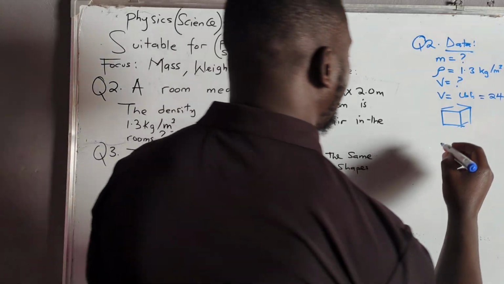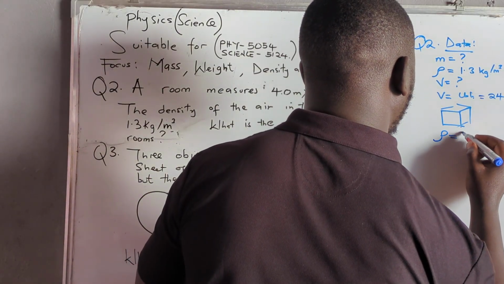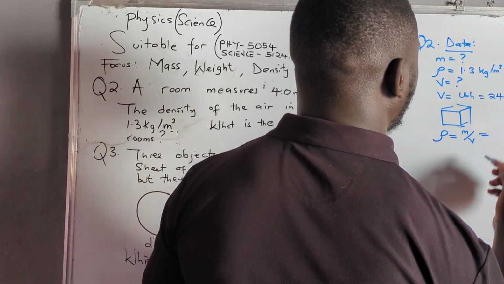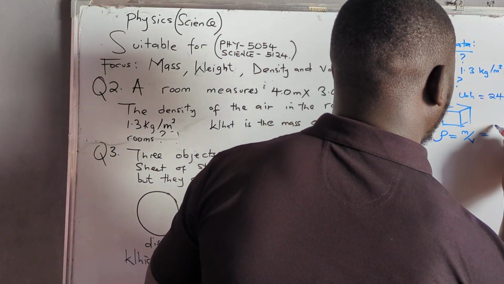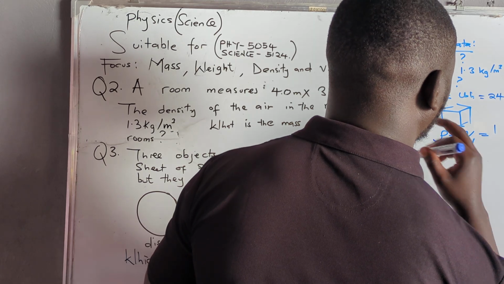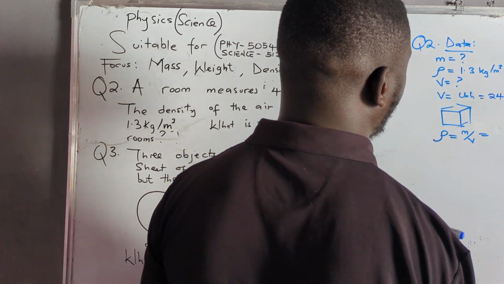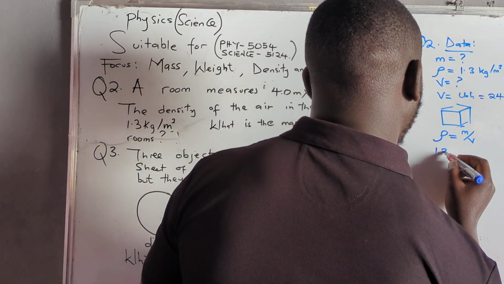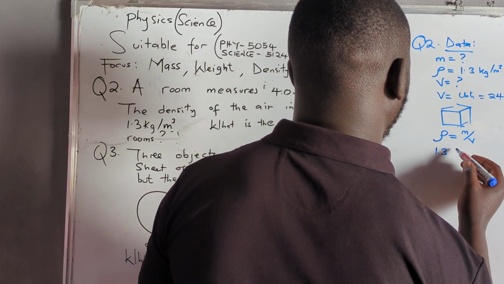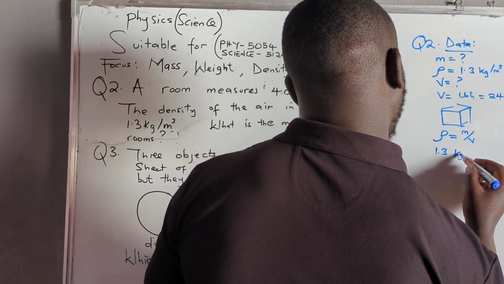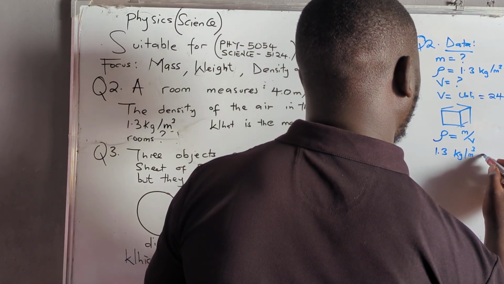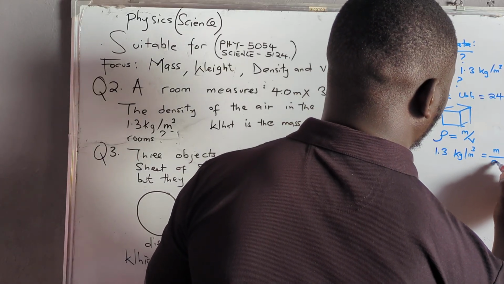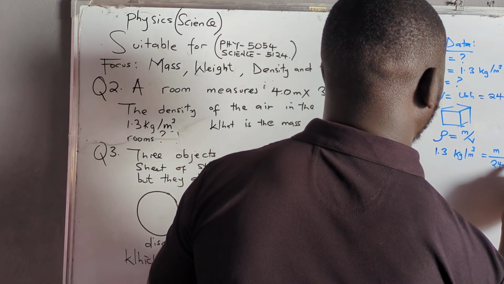Then the formula for density, you know that rho is equal to m over v, which is mass over volume. And this is nothing but just to get the mass. Right, so what are you trying to find? We're trying to find the mass. So here just substitute now. So we have 1.3 kg per cubic meter is equal to mass over volume. We know the volume is 24 cubic meters.